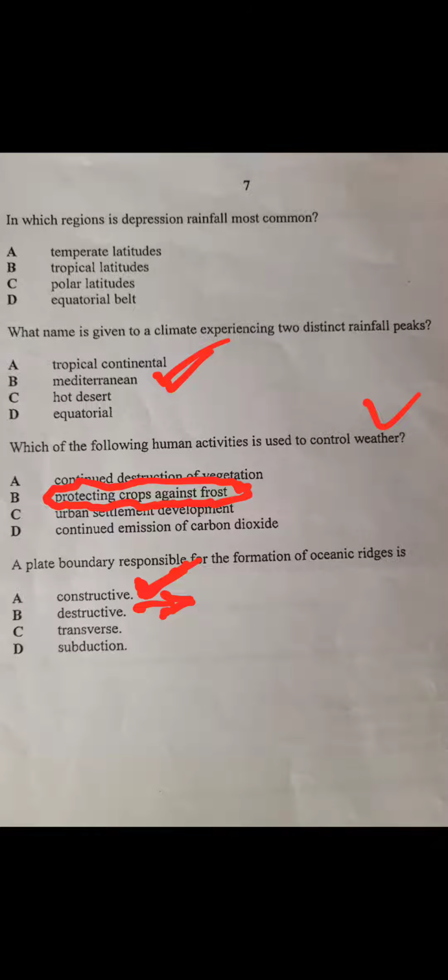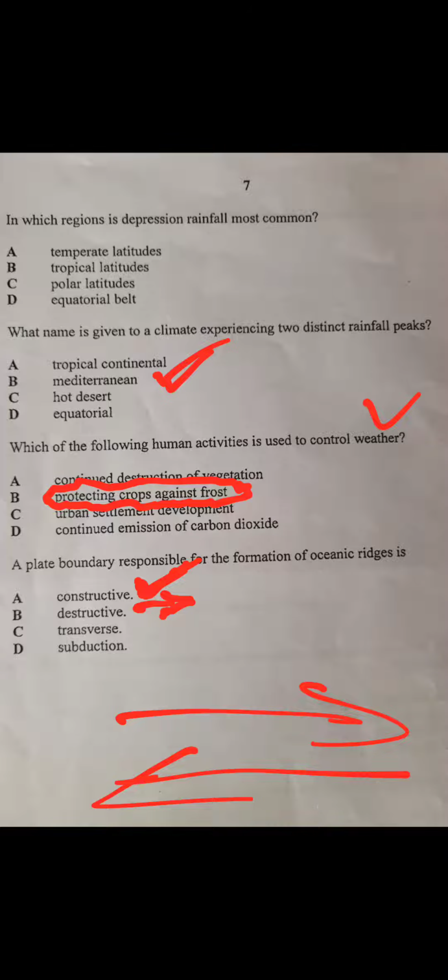Okay? And the transverse, this one, is where plates slide past each other, like this. All right? And the last one, which is subduction, is where one plate slides below another. So this question, which is question number 21.